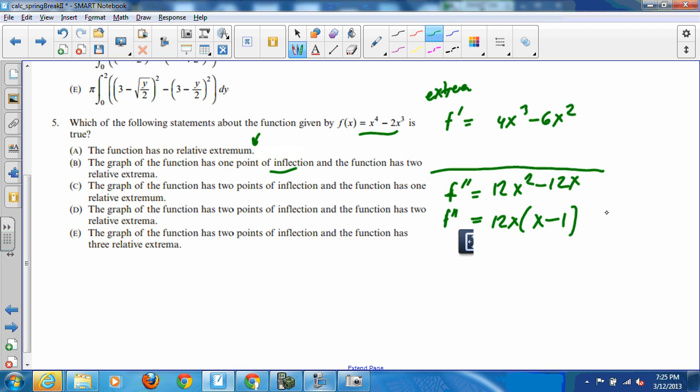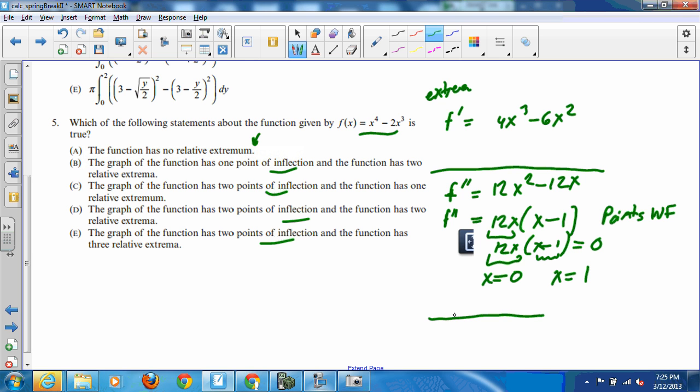So what are our critical points, which tell us our possible points of inflection? Because that's what they're asking us about. You can see points of inflection here, here, here, and here. So set it equal to 0. Well, this portion, when x equals 0, the whole thing goes to 0. And in this little section, when x equals 1, so we have two possible points of inflection. Now we know it's 0 there. So if this thing switches signs, or switches concavity, then we know that it's a point of inflection.